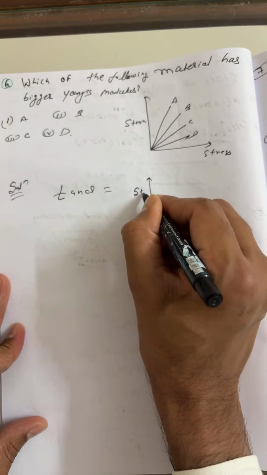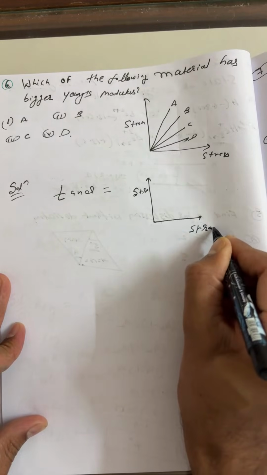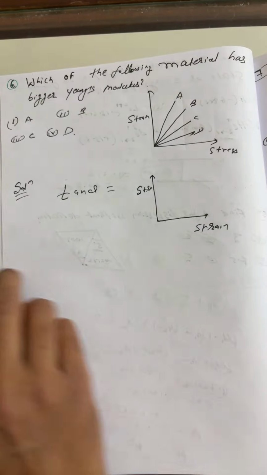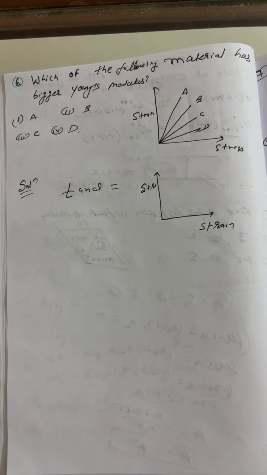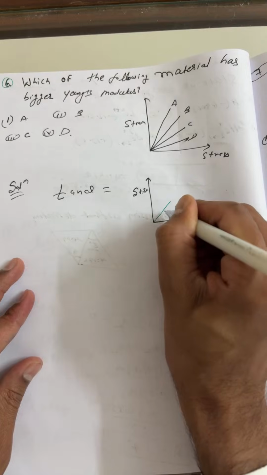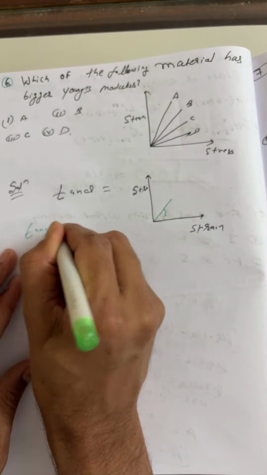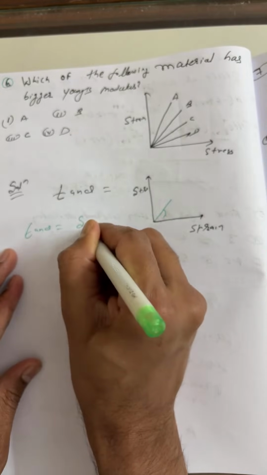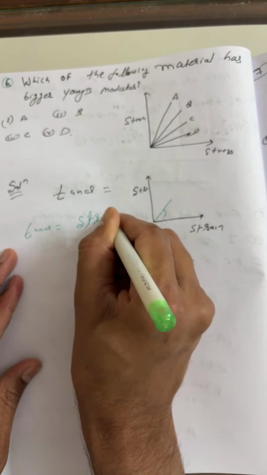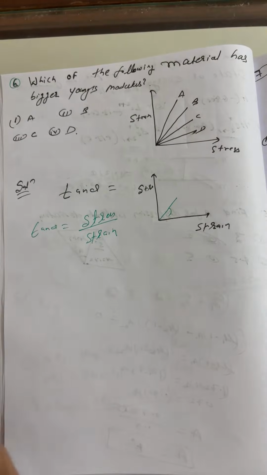I can say this is what, beta ji? Stress. Let us suppose this angle is theta, like this here. So from here, what will we get from tan theta? It's a slope. This is what you can say, stress upon strain only.